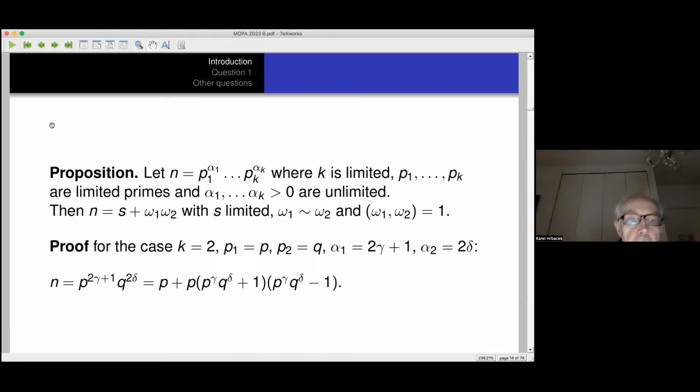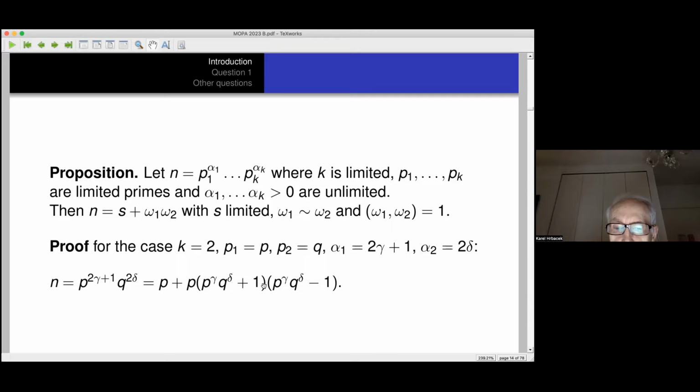Okay, so in this case we write n as p to the 2 gamma plus 1 times q to the 2 delta. Now what you do is you factor out p, and then you subtract and add 1 and factor. So you end up with this expression here. Since p is limited, this is going to be your s, so that's standard. And omega 1 will be this product, and omega 2 will be the second product.